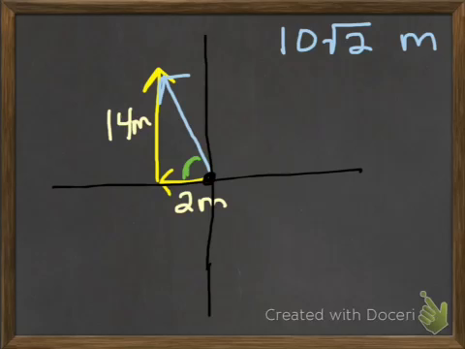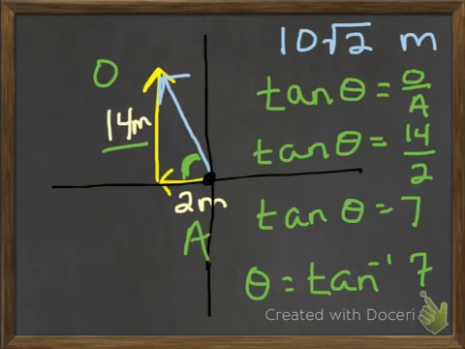Now it becomes a simple step of trigonometry. If you remember from SOH CAH TOA, if this is my angle here, 14 is opposite the angle, and 2 is adjacent the angle. So since we have opposite and adjacent, we can choose tangent as our trig function to use.